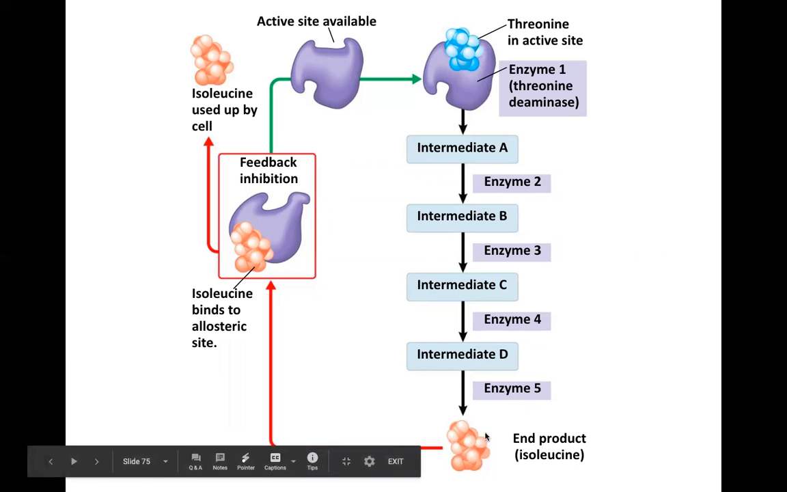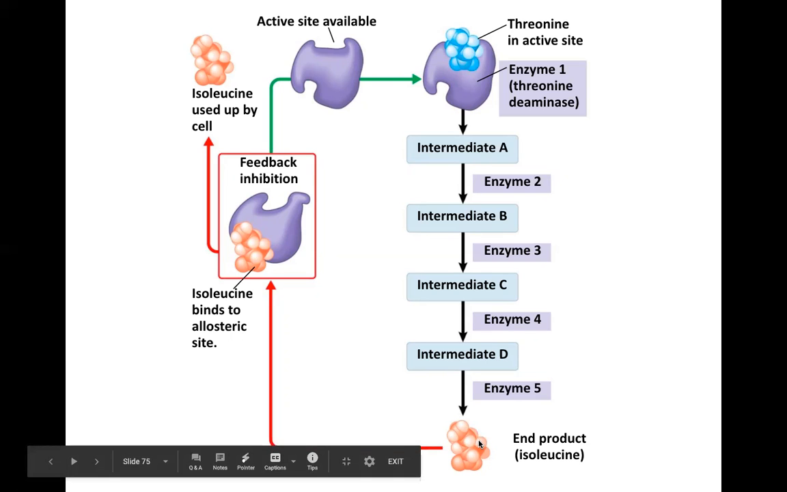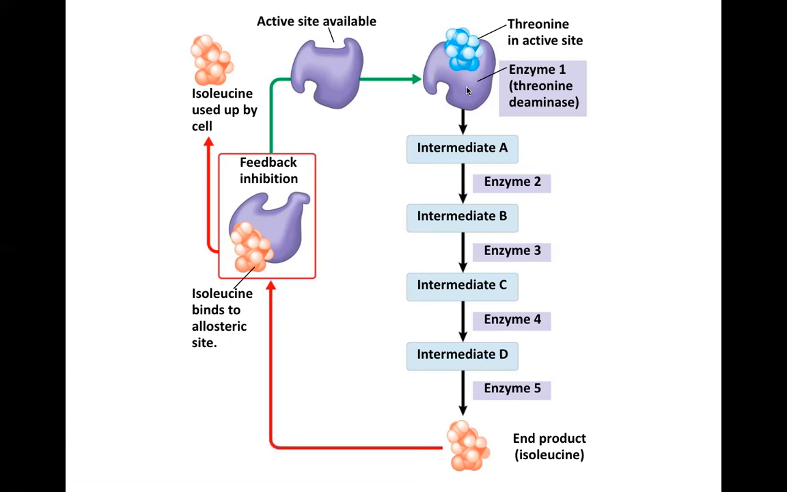But once you have enough product, you don't want to be wasting resources. So the product itself is going to inhibit the first enzyme of the pathway, enzyme 1. So isoleucine, which is the product, will bind to the enzyme that catalyzes the first step in this pathway and inhibit it. But it doesn't bind where the active site is, it binds elsewhere.